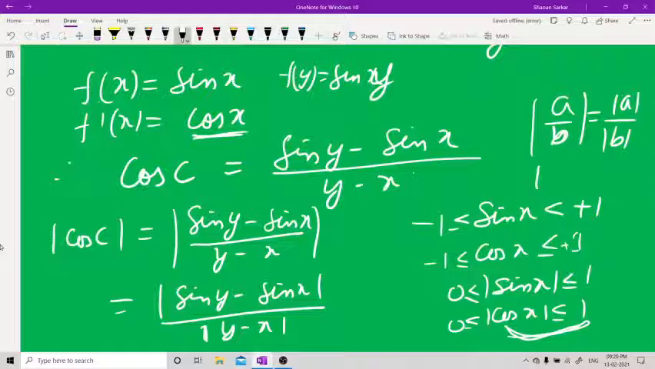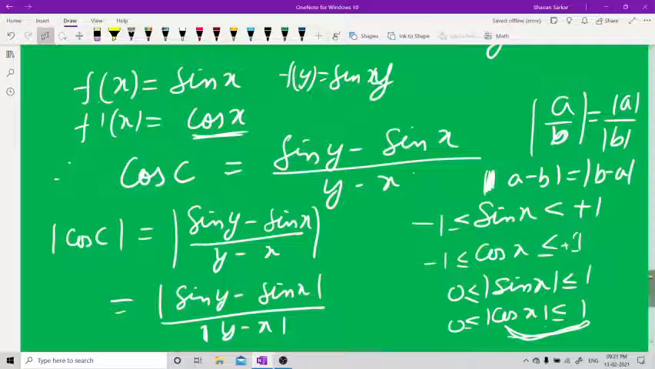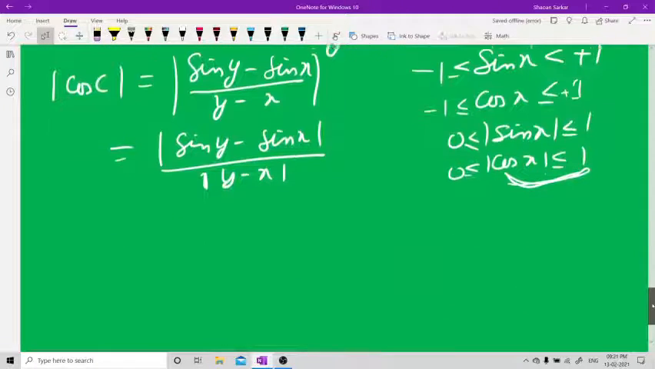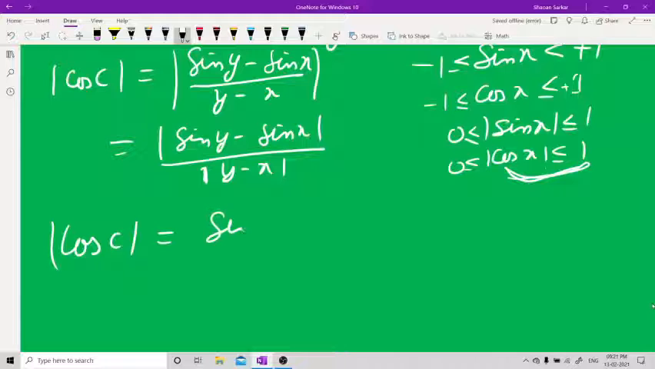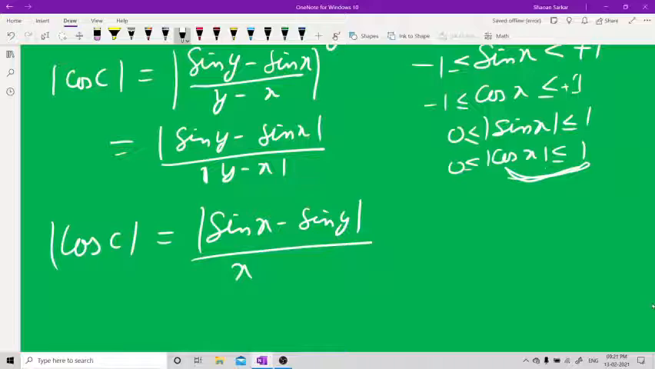And inside the mod, mod of a minus b is the same as mod of b minus a. Therefore, mod cos c is equal to mod sin x minus sin y upon mod x minus y.